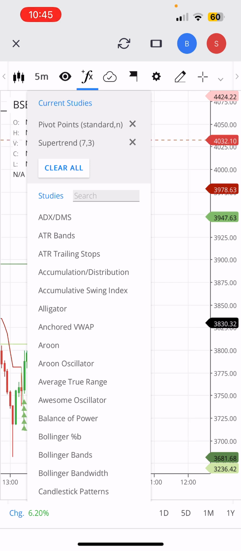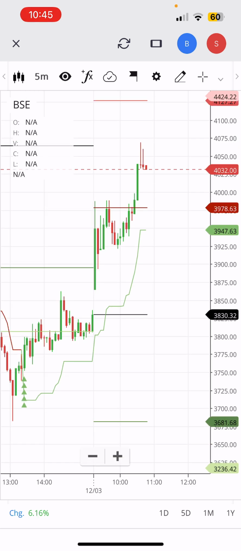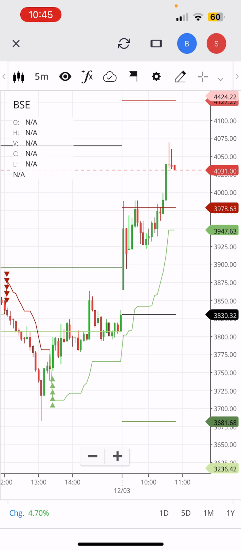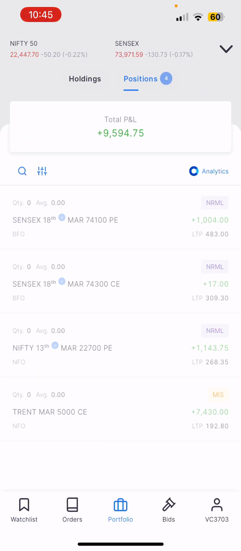Second is super trend. Don't change any settings in super trend. Once you add the super trend, it looks like this. So how to trade with super trend? This is today's trades, all these trades done by the super trend indicator.